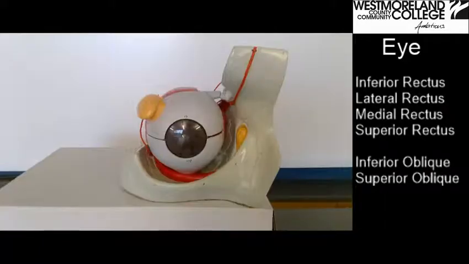So again, looking at the eye from this angle, we can see a little bit of where the rectus muscles insert on the eye in the sclera, but we cannot see their entire length in this view.